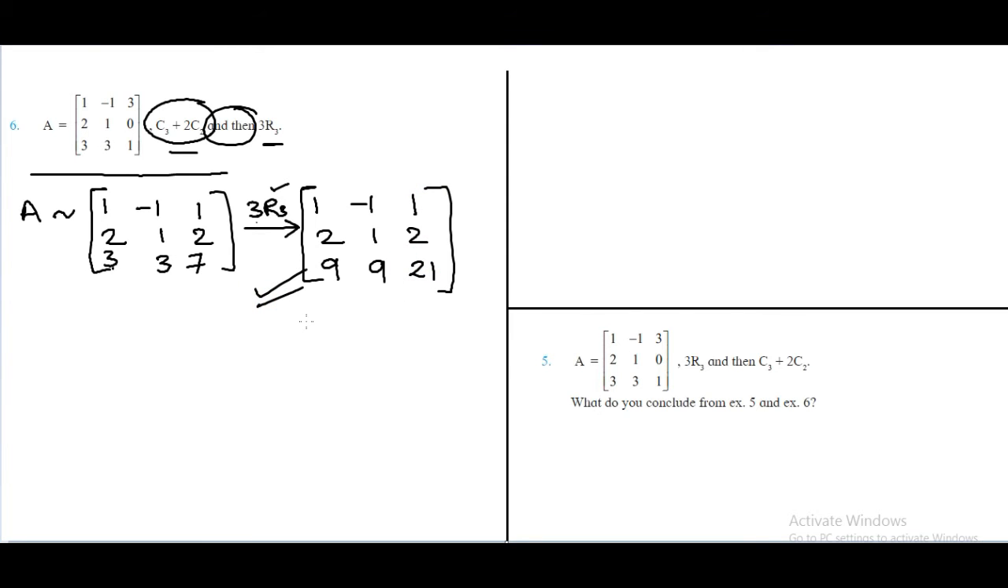Okay, now a similar type of question is there, question number 5. That is a homework for you. Okay, same operations are there, only the orders are changed. In this, first they have done 3R3 and then C3 plus 2C2. Okay, it's a similar question, and after finding out the answer for question number 5, you have to conclude from the example 5 and 6 that what you observe.